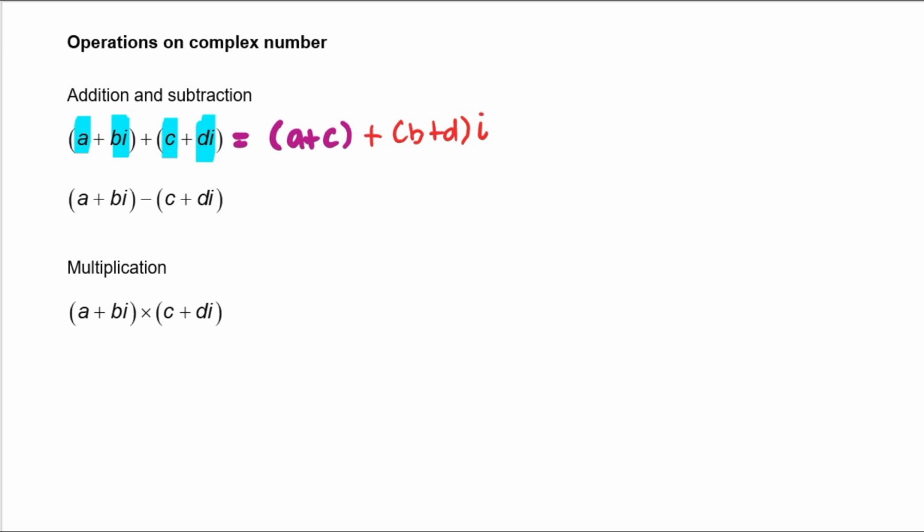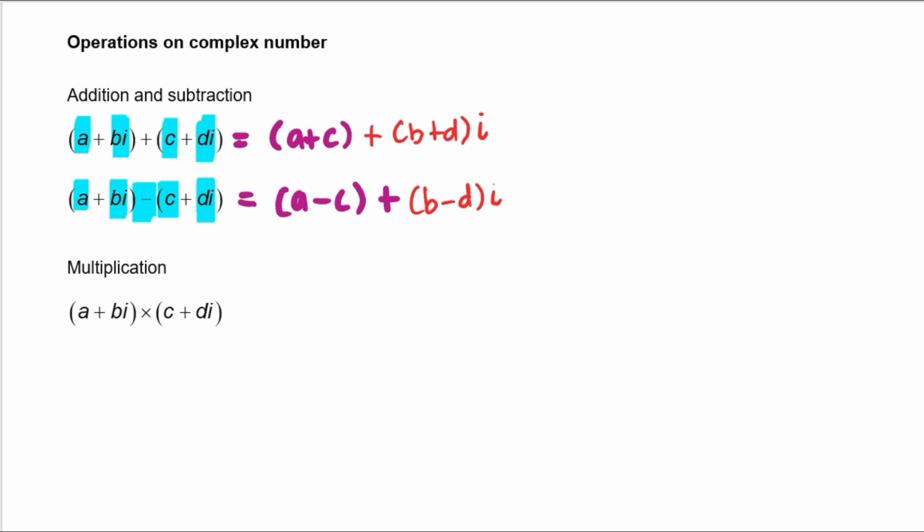Now we want to subtract. So we have a minus c, plus the part where we have bi minus di, so we have (b minus d)i. So we have something like this.